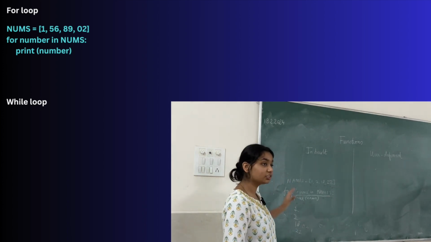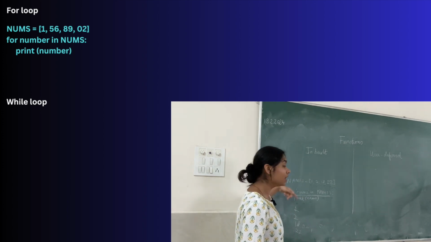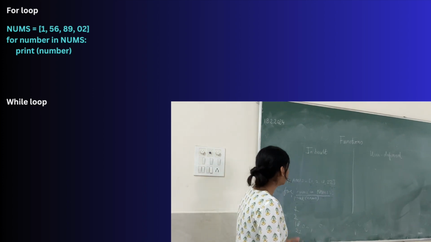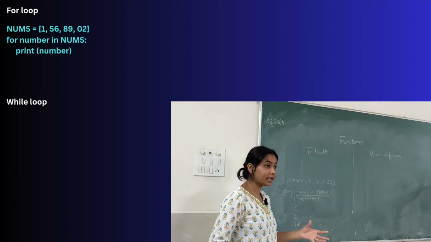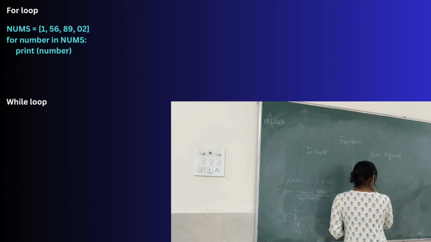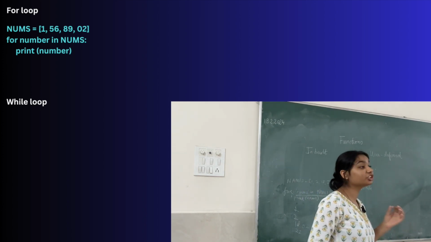So print name will run the number of times there are elements in the list. That's what a for loop is. It repeats code again and again. Then we have another loop called a while loop. This repeats the code until a certain condition is met.